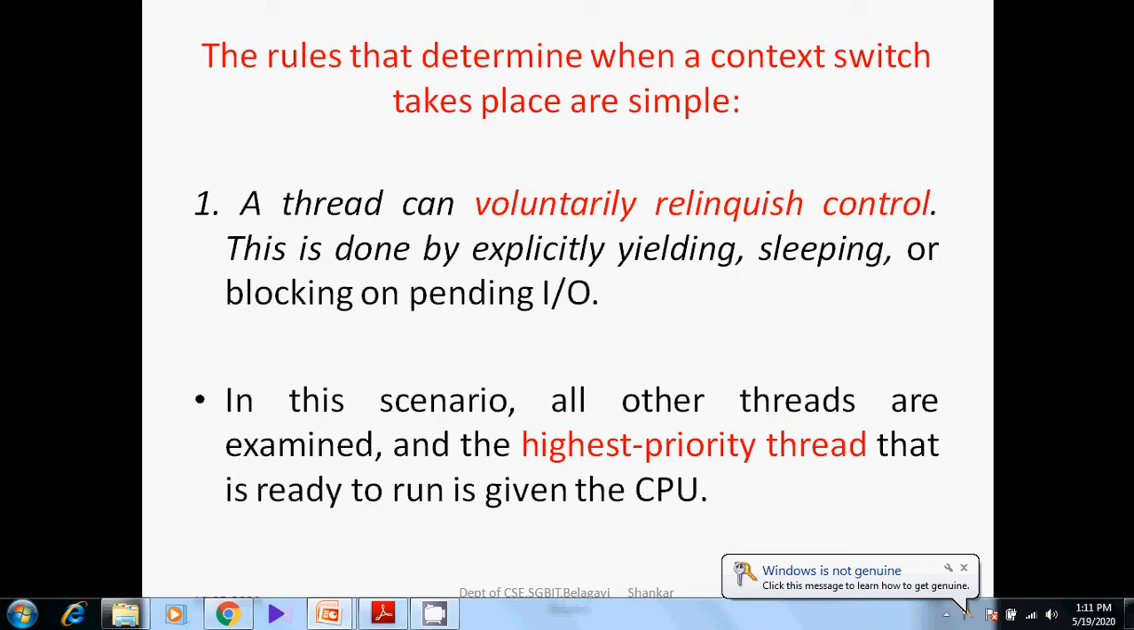So when one thread stops and another thread starts execution is decided by this relinquishing of control. In this scenario all threads are examined, and once you are shifting from one thread to another thread, you are checking other threads. So out of 10 threads, if 2 threads are going for sleeping, yielding, or blocking, then the remaining 8 threads are checked for highest priority. Out of 8, the highest priority thread gets the CPU.